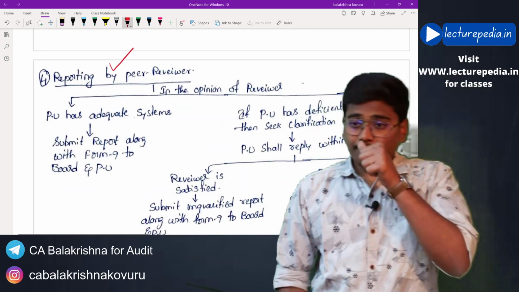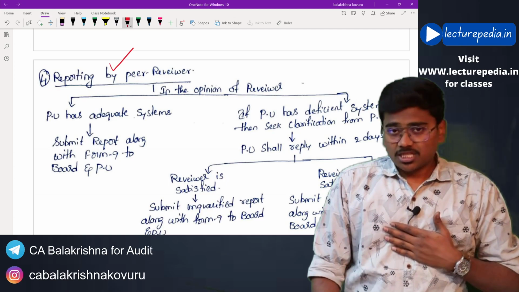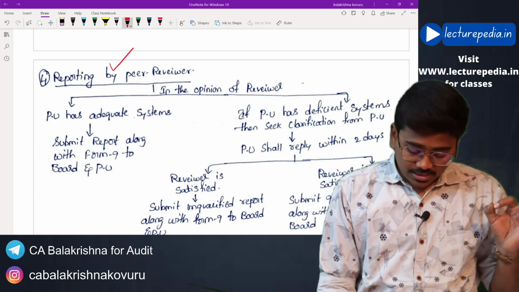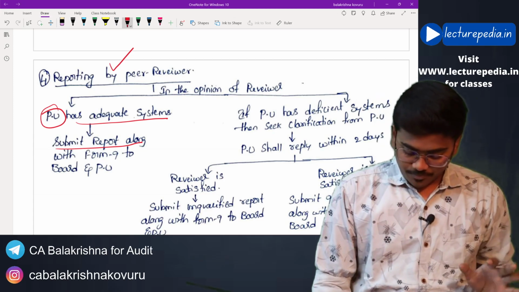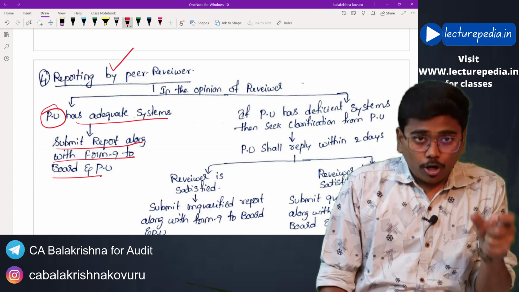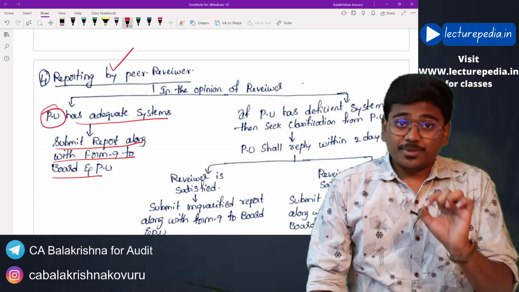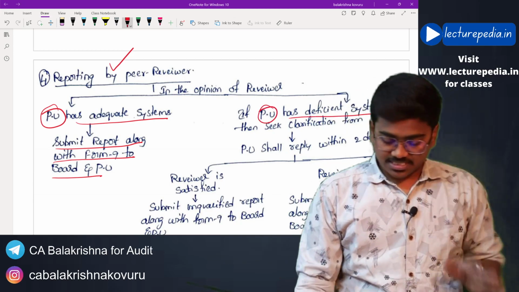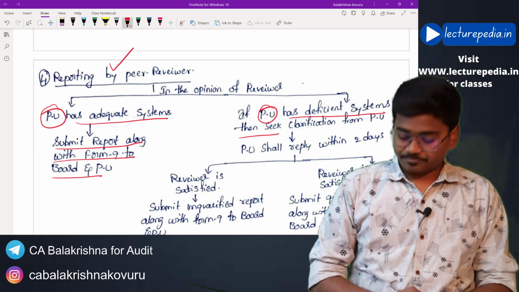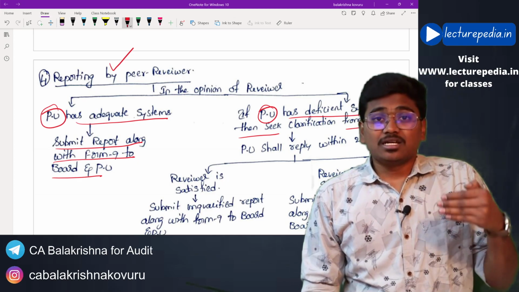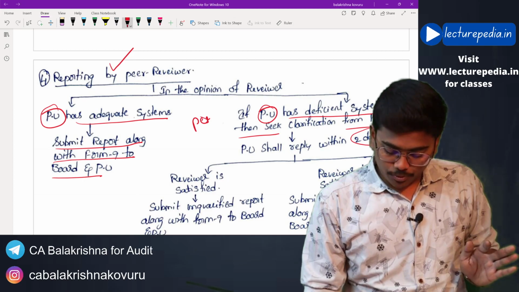Finally, reporting by the peer reviewer. Now he has conducted the peer review. At last, if in the opinion of the peer reviewer the practicing unit has adequate systems, then he will submit an unqualified report along with form 9 to the board, and a copy of the same will be forwarded to the practicing unit also. Next, if in the opinion of the peer reviewer the practicing unit has deficient systems, then he will seek additional information and clarifications from the practicing unit. And the practicing unit has to submit its reply within 2 days. We will be calling it a preliminary report.